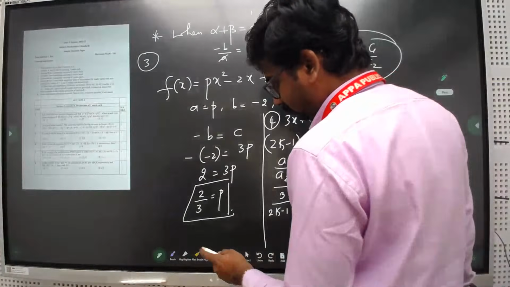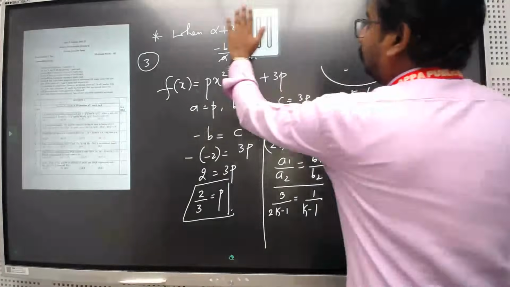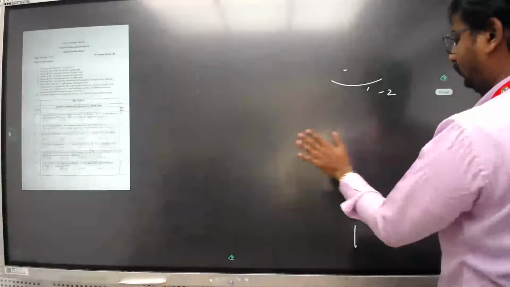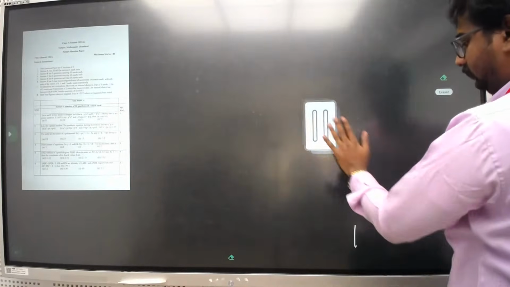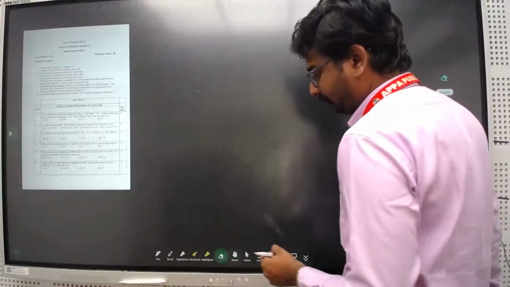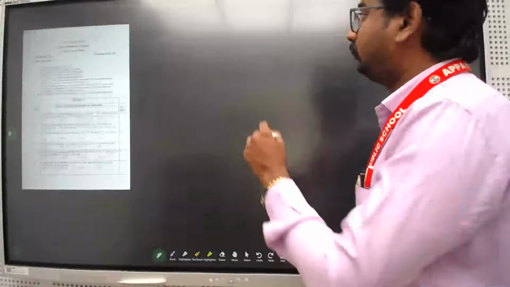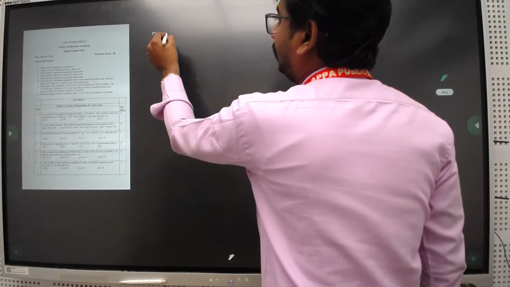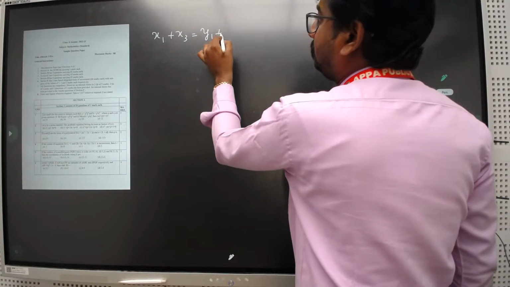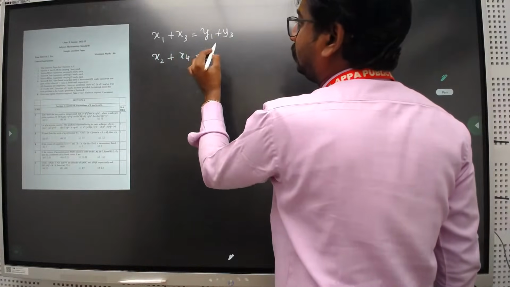Coming to the fifth one, note down one shortcut formula. To find the fourth vertex of a parallelogram, this should be your heading. Write the heading, fourth vertex of parallelogram. Fourth vertex of parallelogram. You can use this formula.